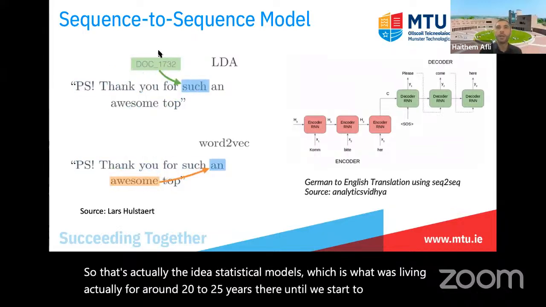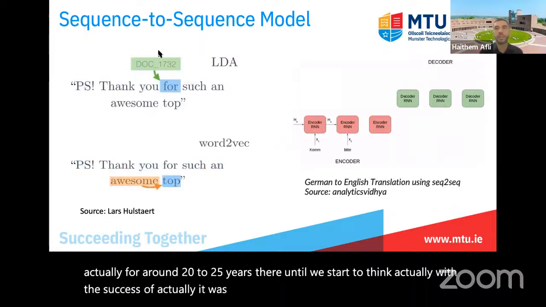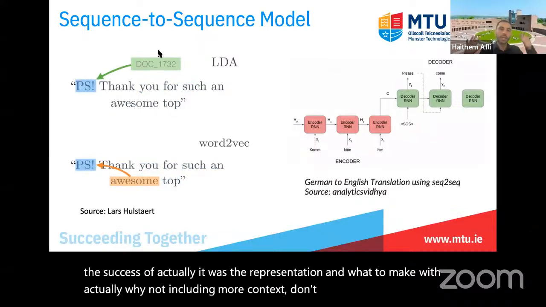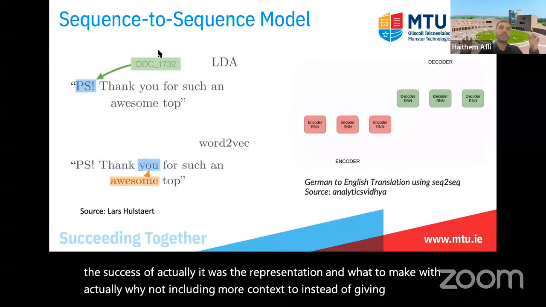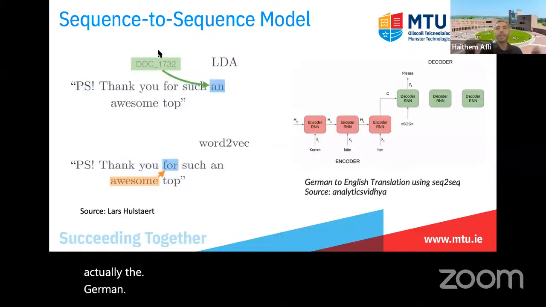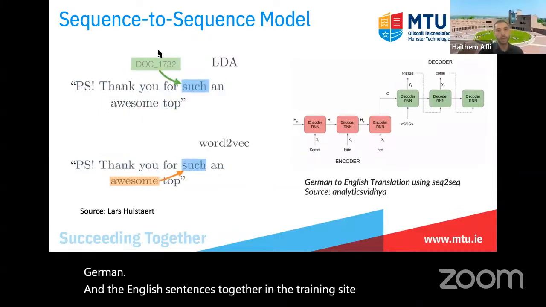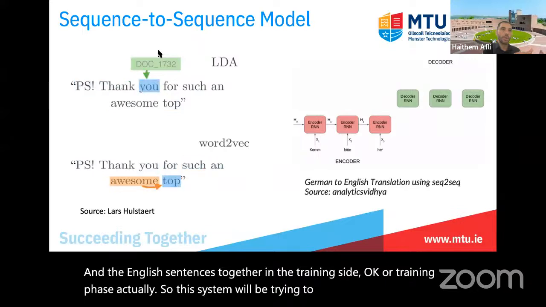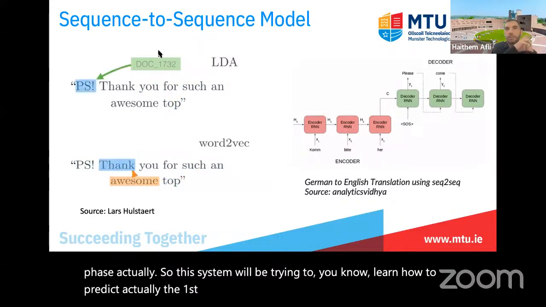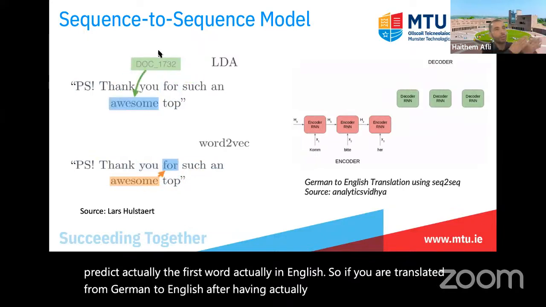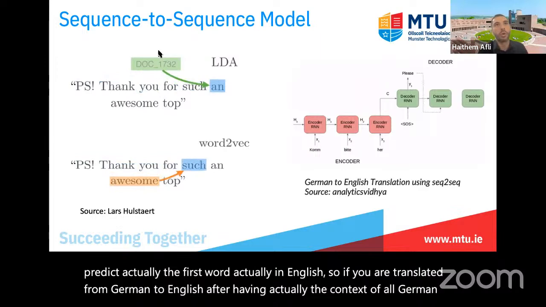Then, with the success of word2vec and the representation, we started to think, why not include more context? So instead of giving these sentences separately, we give the model the two sentences together, the German and the English sentences, in the training phase. So this system will try to learn how to predict the first word in English, if you are translating from German to English, after having the context of all the German words.